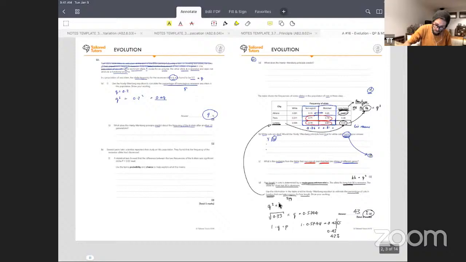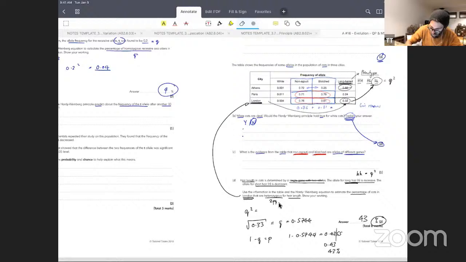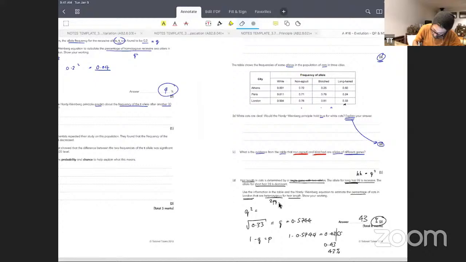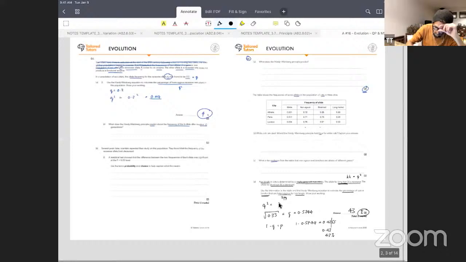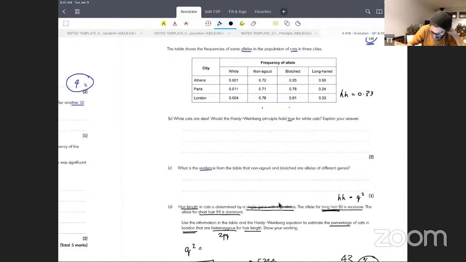I'm just going to delete all this stuff from here so I can look at the question unadulterated. How long have I got? Oh, not long, because Ronnie's going to be kicking me out. Okay. What do we want? Let's go back to the question, figure out what we actually want. I think it's heterozygotes, right? Heterozygous for hair length, okay? And we know long-haired is recessive, so these are hh equals 0.33. So we square root that to get q, since q squared equals 0.33. 1 minus q equals p, 2 times p times q. I'm pretty sure that we have done it right.